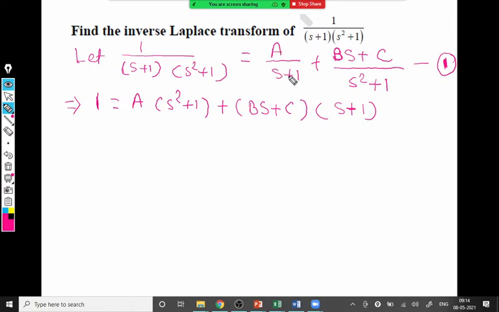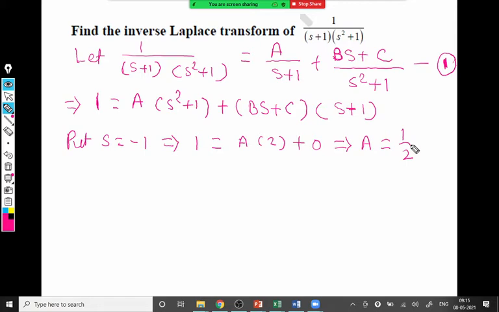So what should s be? We should replace s by minus 1. Yes, correct. If we put s equal to minus 1, you will observe what will happen. Why did we select it? Because equating the denominator to 0 gives s equal to minus 1. So we get 1 is equal to, replacing s by minus 1, A into (minus 1 square plus 1), that is A into 2, and this term goes to 0. So we got A equal to 1 by 2. Any doubt in getting the value of A?